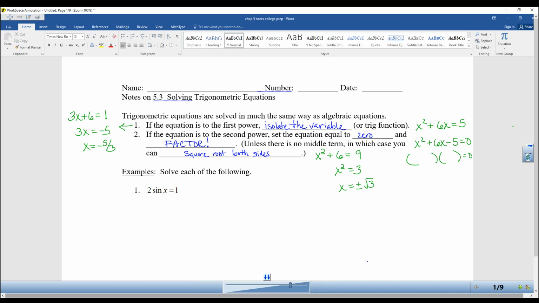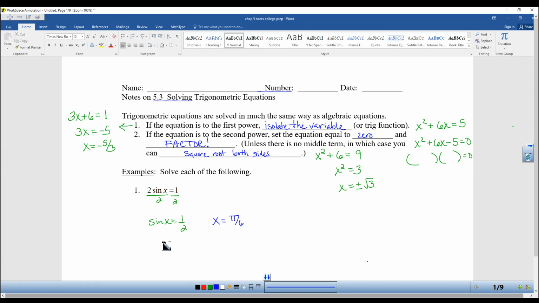All right, so let's do some trig. So first one, I see it's just to the first power. So I'm going to isolate the variable. I'm going to divide both sides by 2, and I get sine of x is equal to 1/2. So now you get out your chart, and you look to see where sine is equal to 1/2. We did something really similar with inverse functions. And we found out that it is at pi/6.